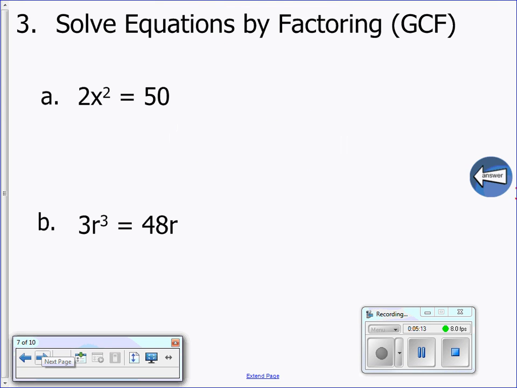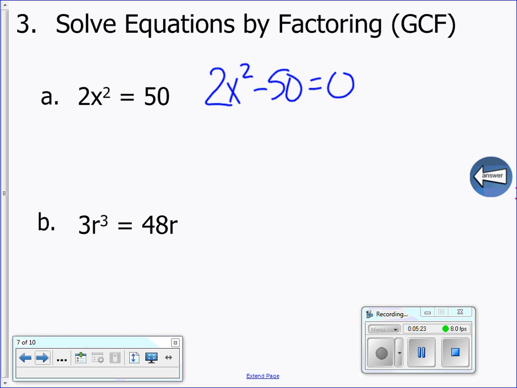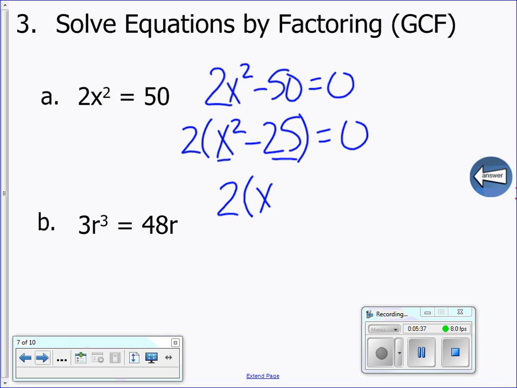All right, solve by factoring. So the first thing I need to do is set this to 0. Then I notice that I have a GCF of 2, so I'm going to take that out. And now I have a difference of squares, because this is a perfect square, this is a perfect square, with a subtraction in between. So that is 2 times (x plus 5)(x minus 5).